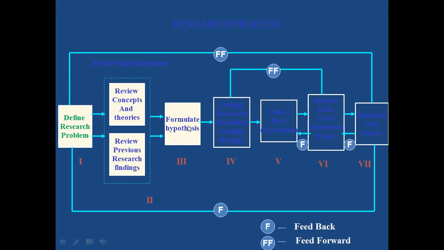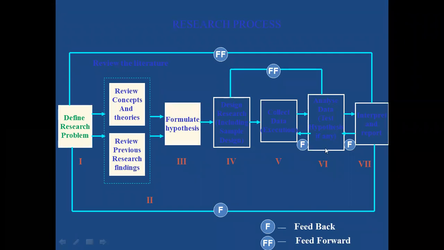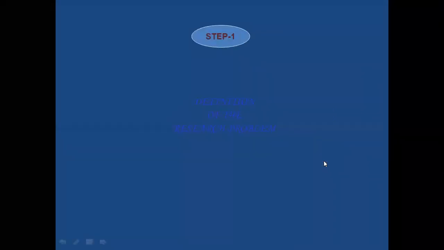Then formulate a hypothesis and design research, also including sample design. Then collect data. We all know, then analysis of data. So before analyzing, even data is organized. Collect data, then the data should be organized, and then analysis of data. And then interpretation and report, final conclusions. Okay. So this is how the process goes.